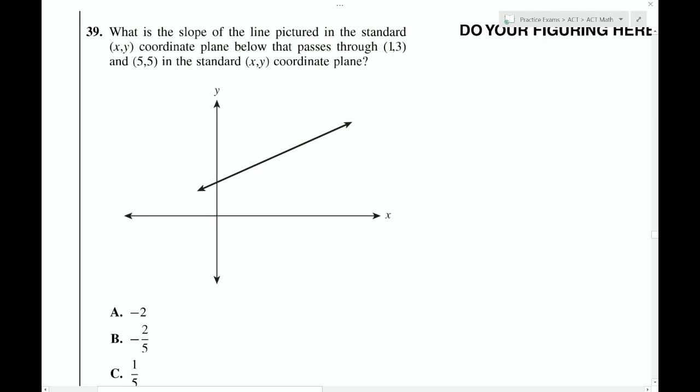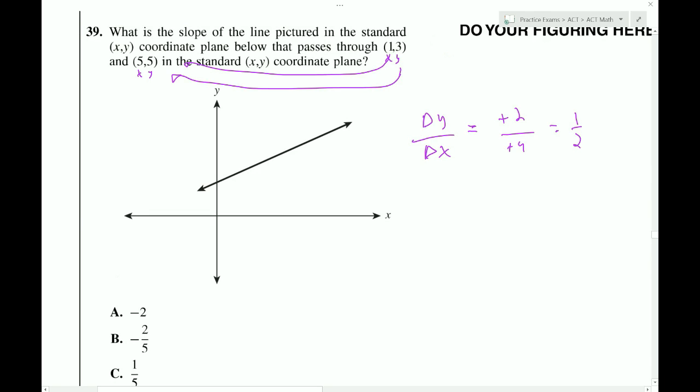What is the slope of the line pictured in the standard xy coordinate plane that passes through this point and this point? So I could do a change in y over a change in x, right? The y value goes from 3 to 5, so that goes up 2. The x value goes from 1 to 5, that goes up 4. So the slope would be 1/2.